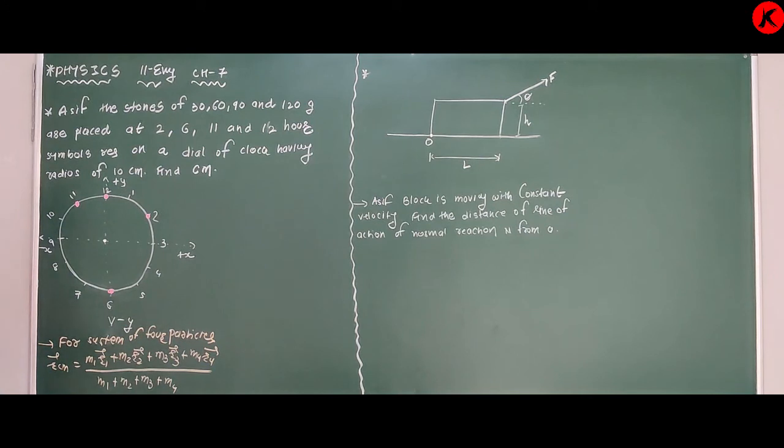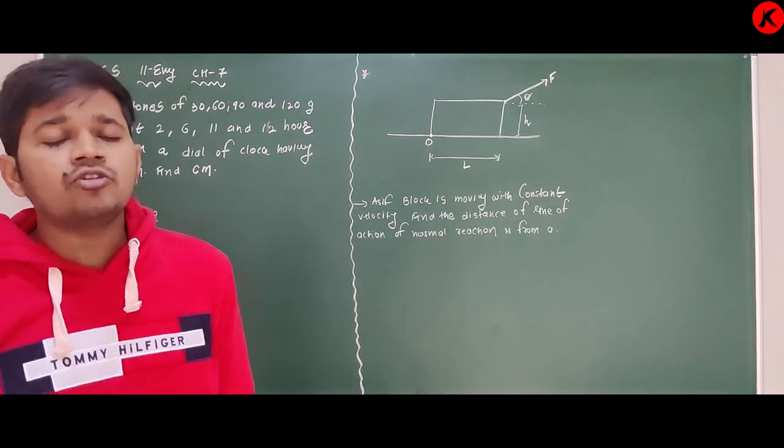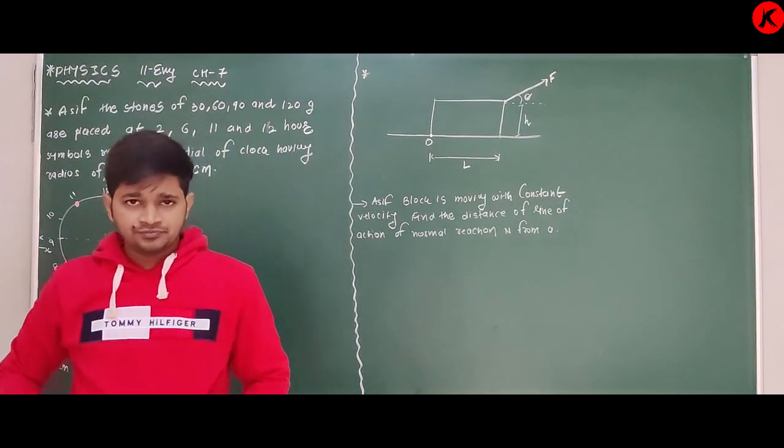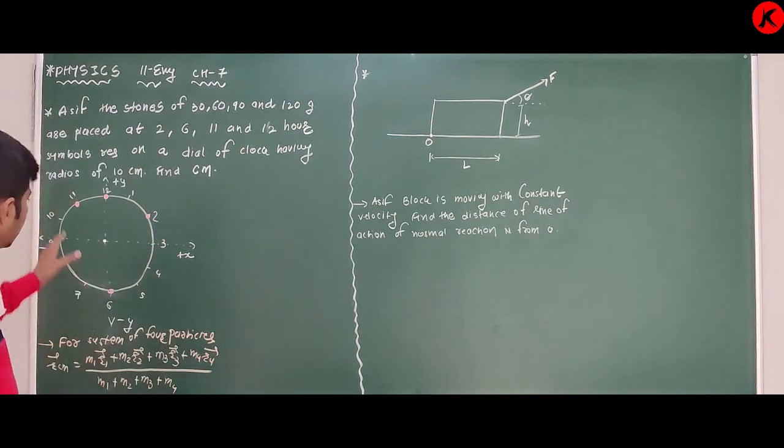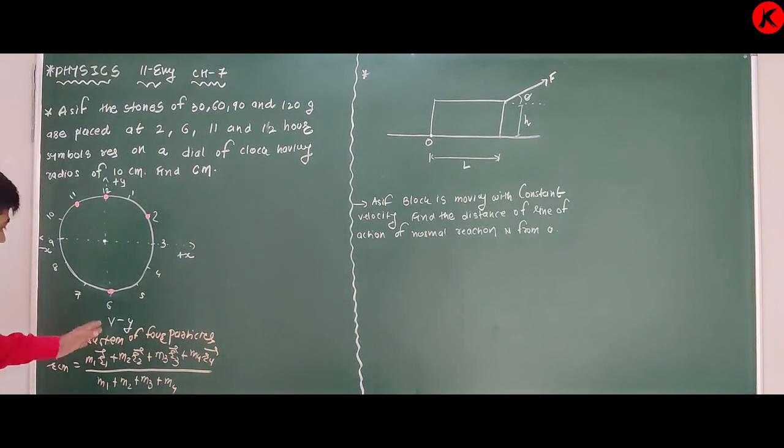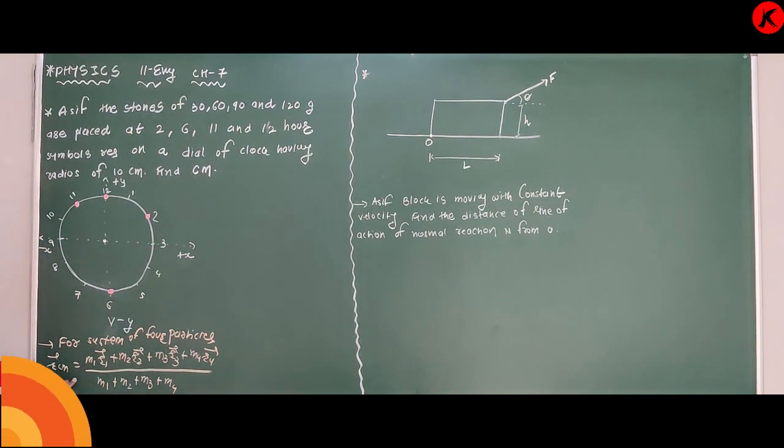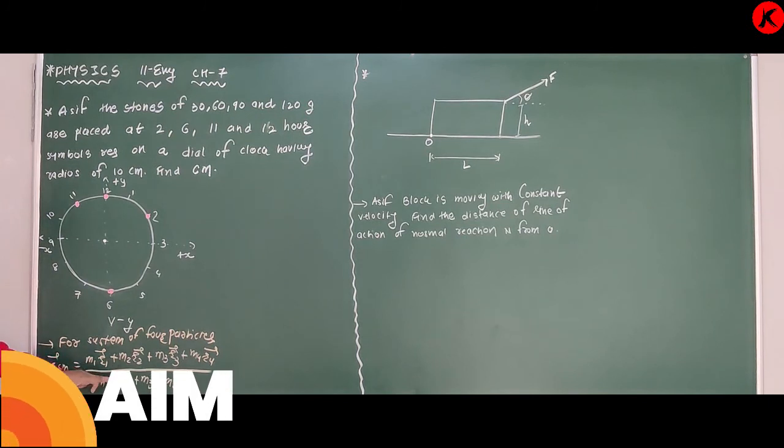Now question is, why this equation? Because these 4 particles, they are not on a straight line, so we cannot use the equation x center of mass. Okay, yes, these stones are placed in 2 dimensions, so you have to use this equation. R center of mass is equal to M1 R1 plus M2 R2 plus M3 R3 plus M4 R4 upon M1 plus M2 plus M3 plus M4.